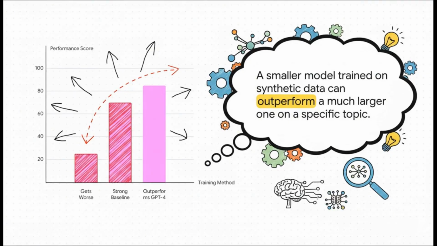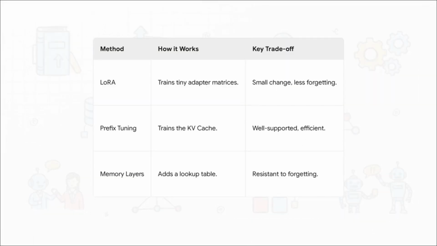Simple fine-tuning, like we just saw, actually makes the model's performance worse. The base GPT-4 model is a strong baseline. But a smaller model, when it's trained on this rich, synthetic dataset, it doesn't just learn the information, it learns to reason about it so well that it can actually outperform the much bigger GPT-4 on that specific topic. That's a huge deal. And the secret to avoiding that catastrophic forgetting is using what are called parameter-efficient methods.